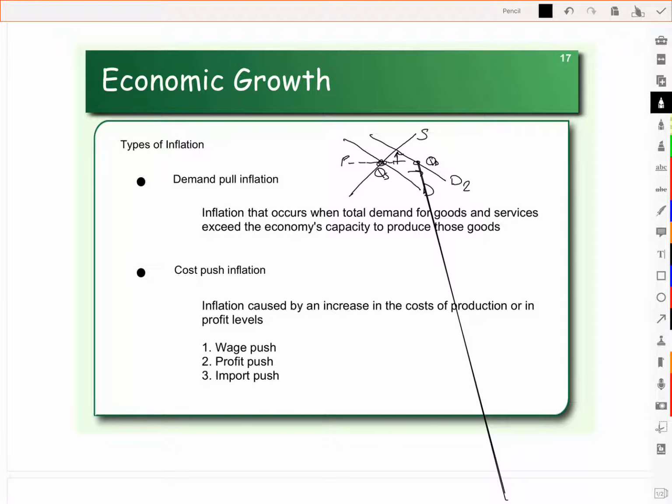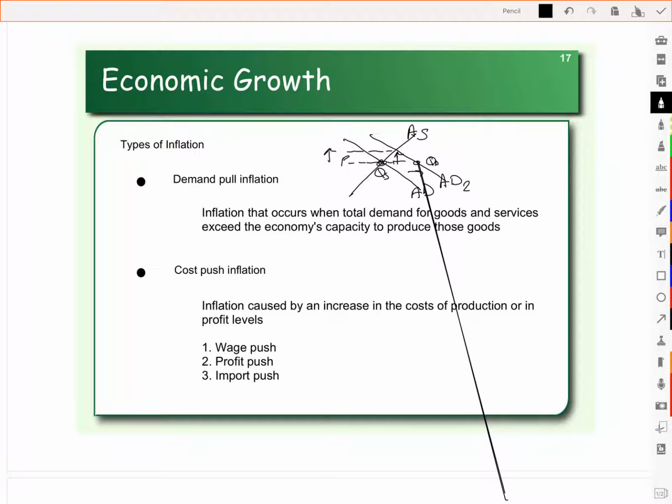Now, in previous levels, we've been looking at the demand for a particular product and the supply of a particular product. In macroeconomics, and from here on out, we're looking at the demand for all goods, and so we're simply going to look at the aggregate demand and the aggregate supply, so the total demand for all products and the total supply of all products. So demand pull is inflation that is caused by an increase in demand for our goods and services.